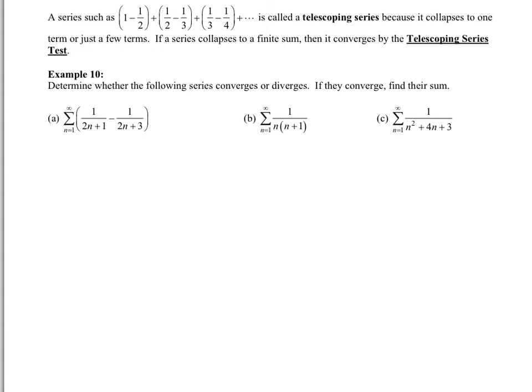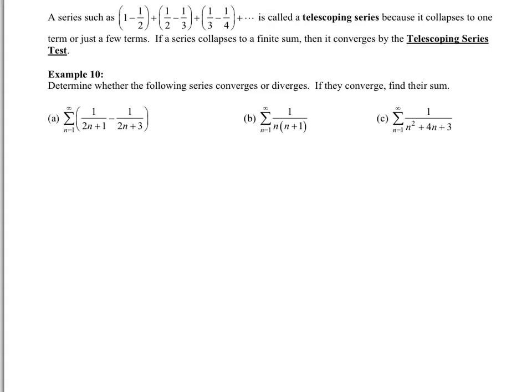Our next test for convergence or divergence in our infinite series unit is the telescoping series test. It's called telescoping because it's going to be a series in which terms end up canceling out and it collapses down to a value of just one or two terms.